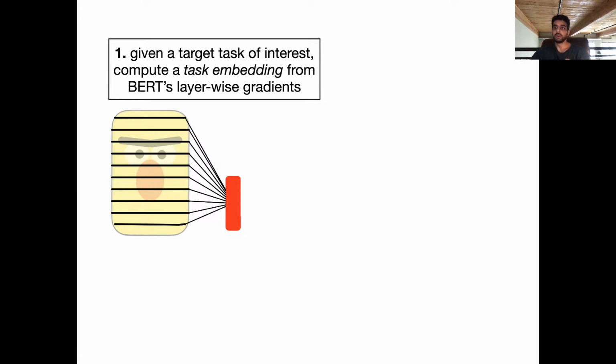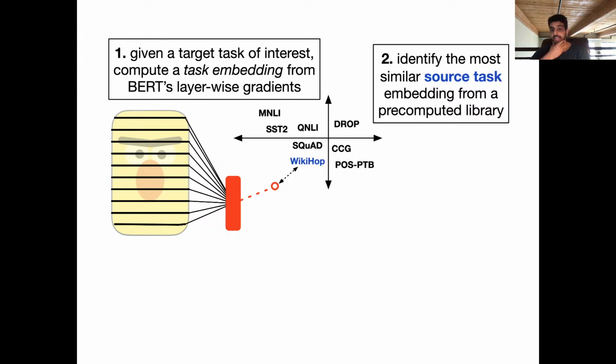But we will use this technique to get some information from each of BERT's different layers, and we're going to aggregate all of those things into a single embedding. So this is the first stage. And then the second stage is we can now do this for a bunch of different other tasks in our task library. So this could be hundreds of different tasks.